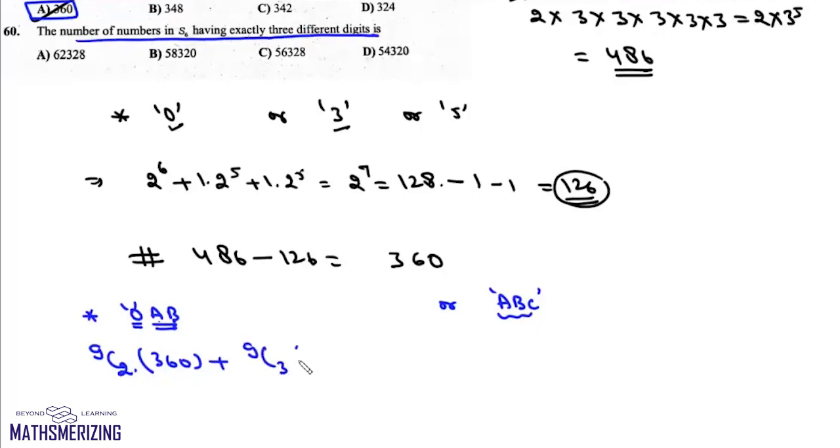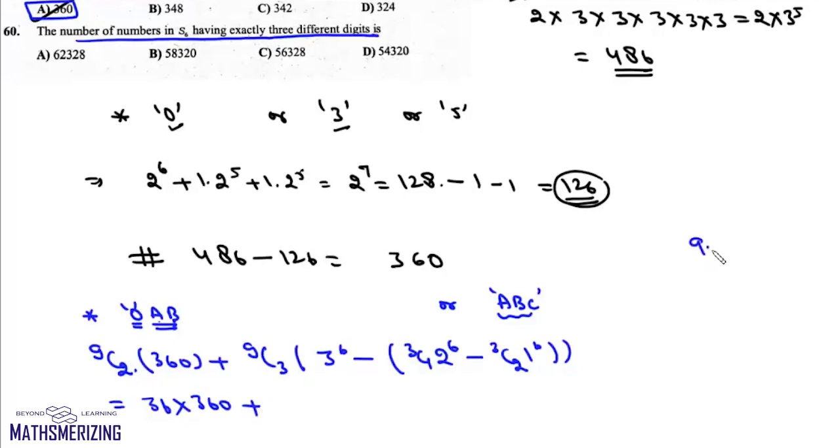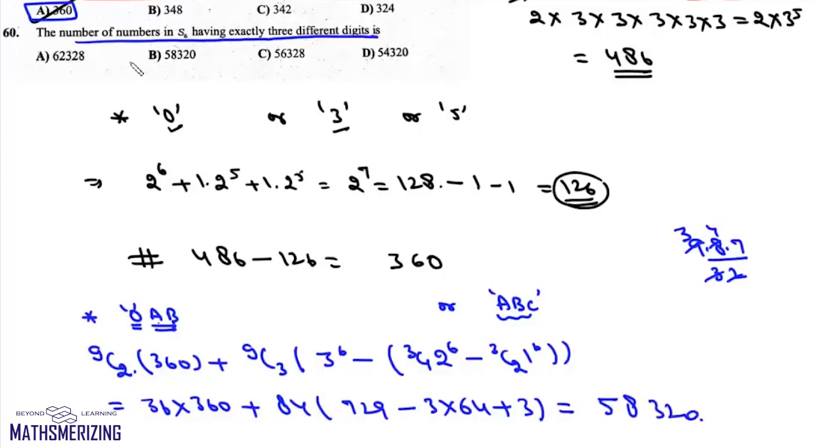So it will be 9C3, and from these three numbers, the total number of numbers that can be formed which have all the digits at least once will be given by this inclusion exclusion. For each place we have three options, so it will be 3 to the power 6 minus at least one is missing, so it is 3C1 into 2 to the power 6, plus 2 are missing, 3C2 into 1 to the power 6. So this value will be 36 into 360 plus 9C3. 9C3 is 9 into 8 into 7 by 3 into 2, so this is 3, 4, 12. 12 into 7 is 84. Now 3 to the power 6 is 729 minus this is 3 into 2 to the power 6, which is 192, plus 3. And this value is equal to 58320, and that's your option B.